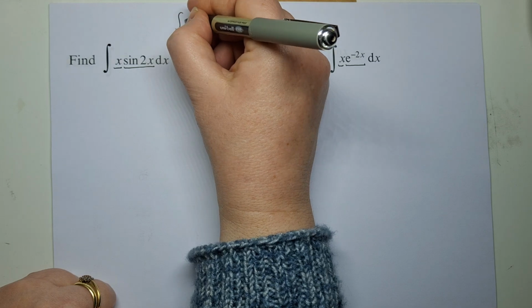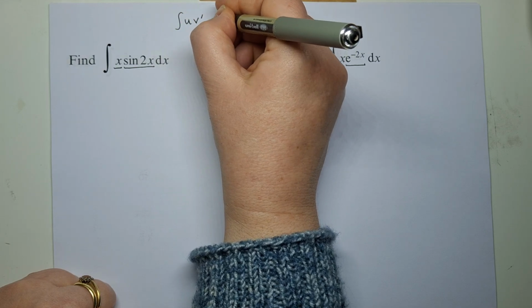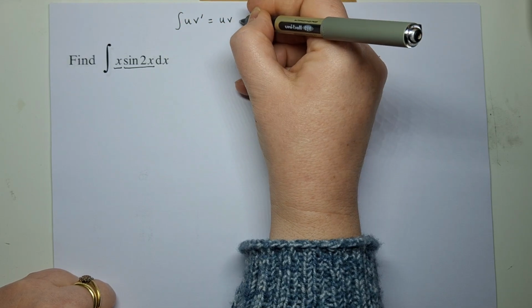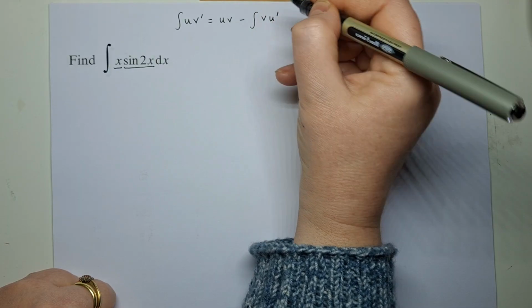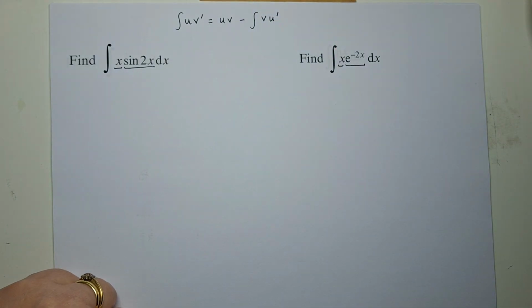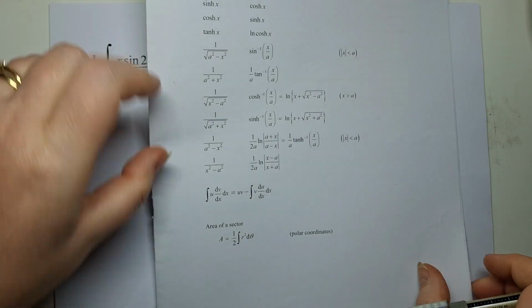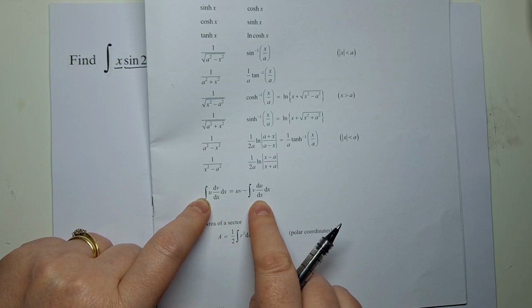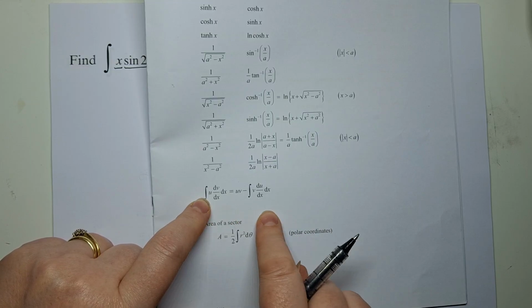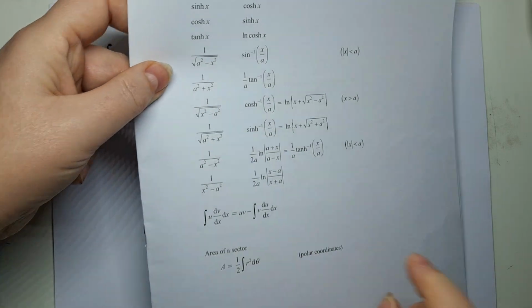Okay, so the rule is in the formula book, but I'll write it on my page here before I show you where it is in the formula book. The integral of u times v dash is u times v, take away the integral of v times u dash. Okay, in the formula book, here it is. It writes dv by dx rather than v dash. It writes du by dx rather than u dash, but that is the integration rule that we're going to use.